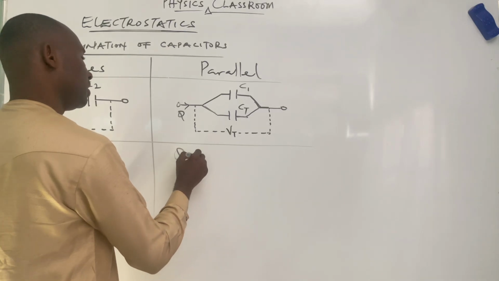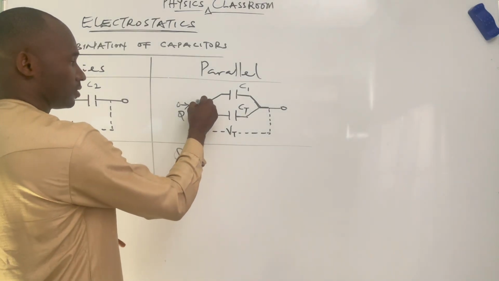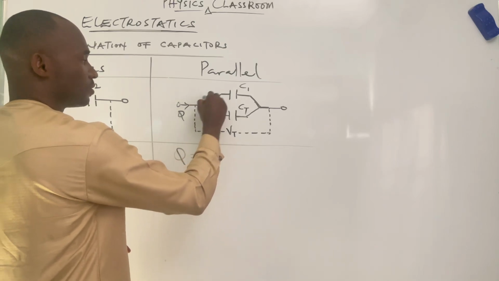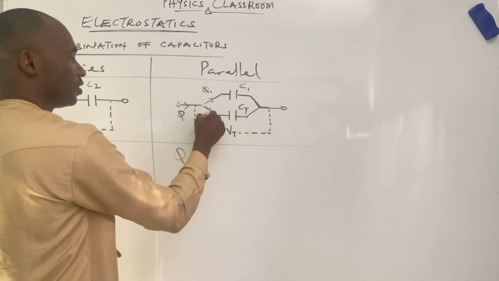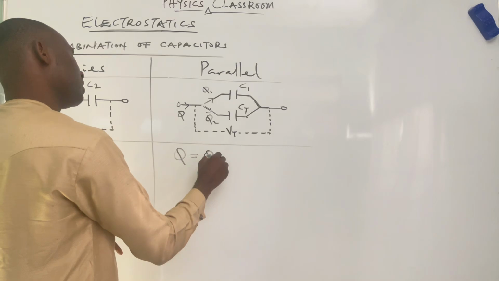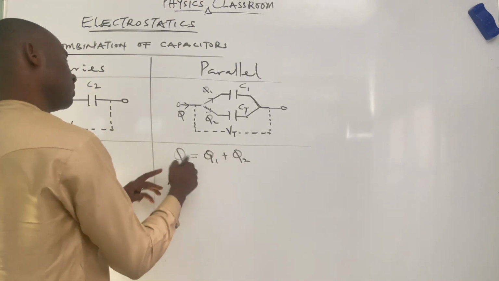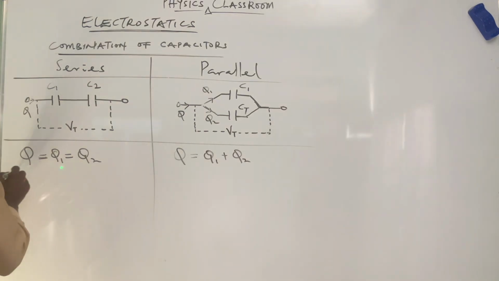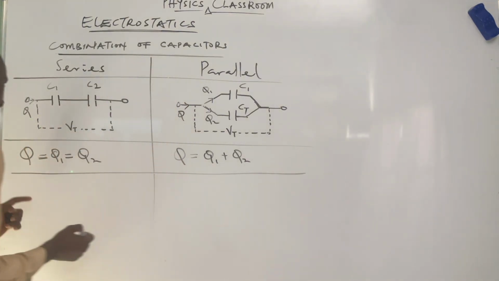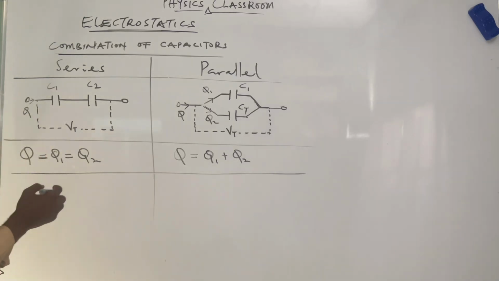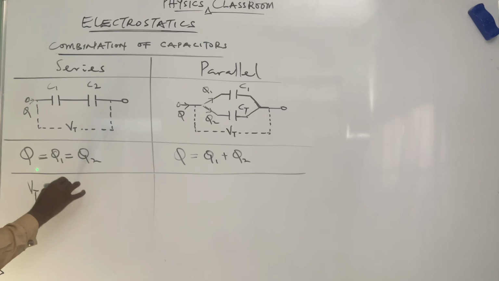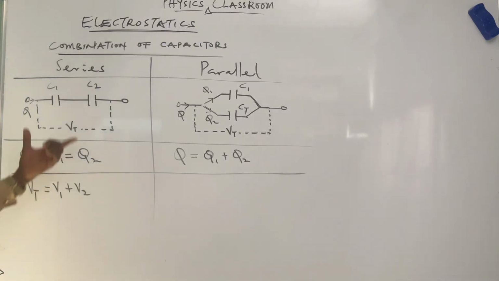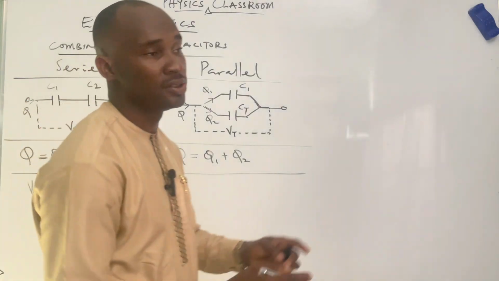But in this case, for parallel, charge Q, at this junction, this node, will split into two. One will go up, another will come down. So we're having Q1 here, and we're having Q2 here, so that when you add Q1 and Q2, it will give us Q. That's the first thing to note. The second one, in terms of voltage, you can say VT is equal to V1 plus V2. That is for capacitors combined in series.